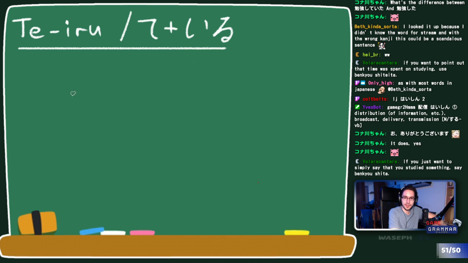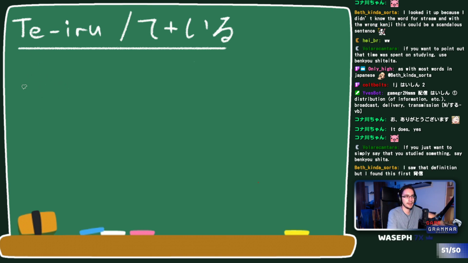Simply say that you studied something, say benkyou shita. Yeah. And then again, this past tense nuance is included in shite ita because we have a past tense there, so it has that meaning included, kind of. That past tense connotation is included. But I found this first. Haishin. That's a bit different, yeah.